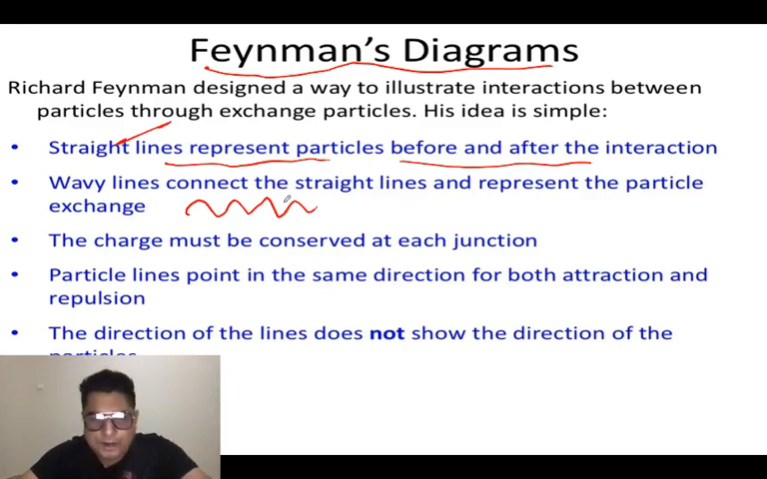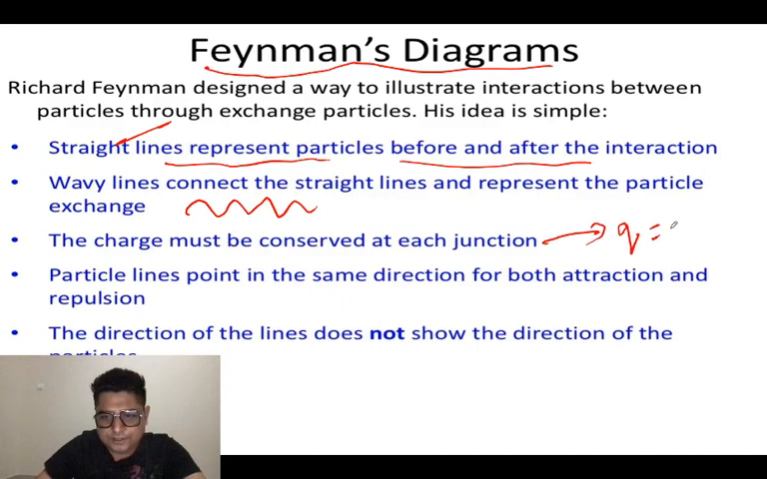We are going to take certain examples in the forthcoming slides, which I will show you accordingly. The charge must be conserved at each junction, so obviously the conservation of charge needs to be followed, following the quantization of charge, which is familiar to each and every student, that is Q is equal to ne. And the particle lines point in the same direction for both attraction and repulsion.